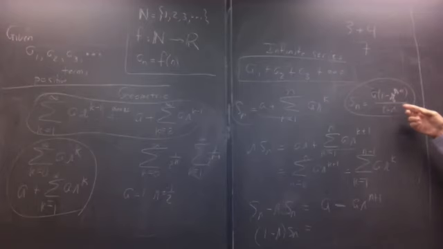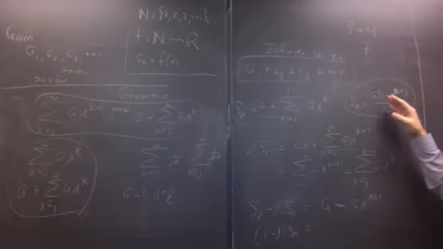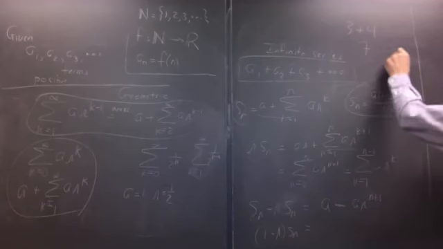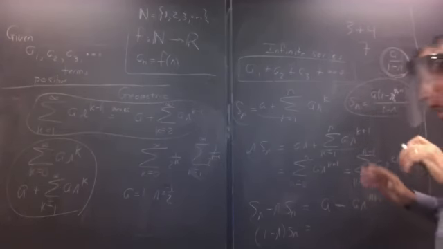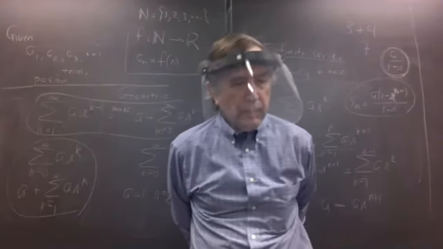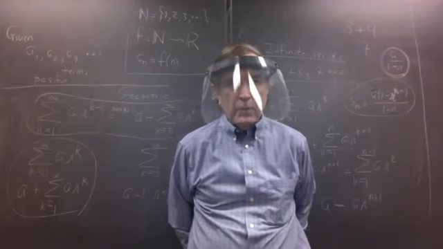Well, it has a limit when r is less than 1. When r is less than 1, this converges to a over 1 minus r. So you can go through this more carefully than I just did. I did it quickly, but it's in the book.